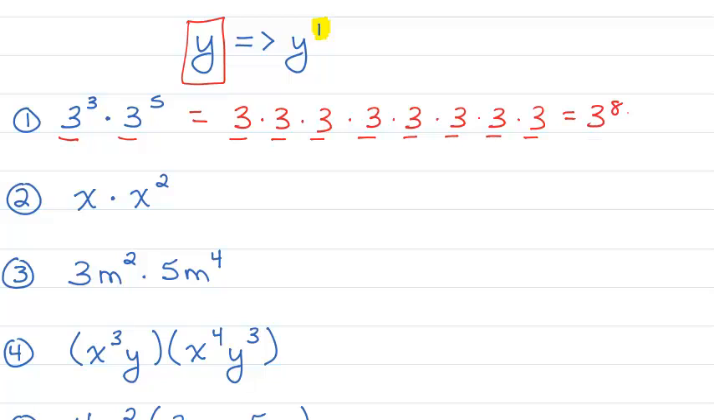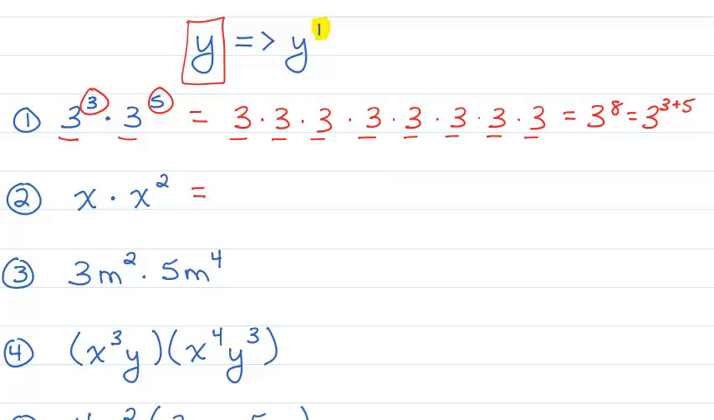But notice, what's 3 plus 5? 3 plus 5 is 8. So if I add the exponents, I can come up with the answer. So this would just be equal to 3 to the 3 plus 5. And let's try it one more time, and then we'll try to streamline things for us.